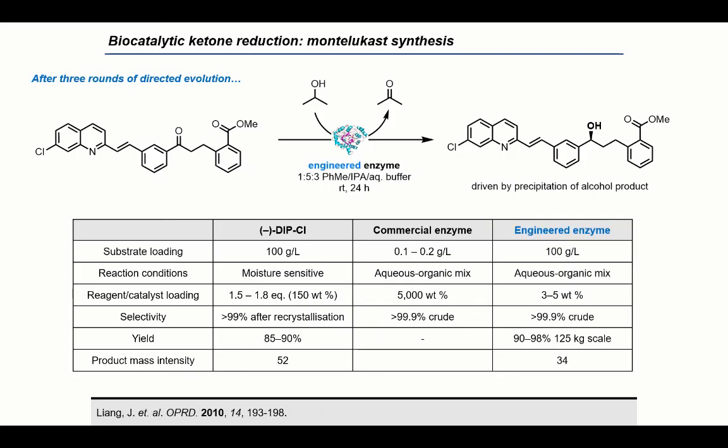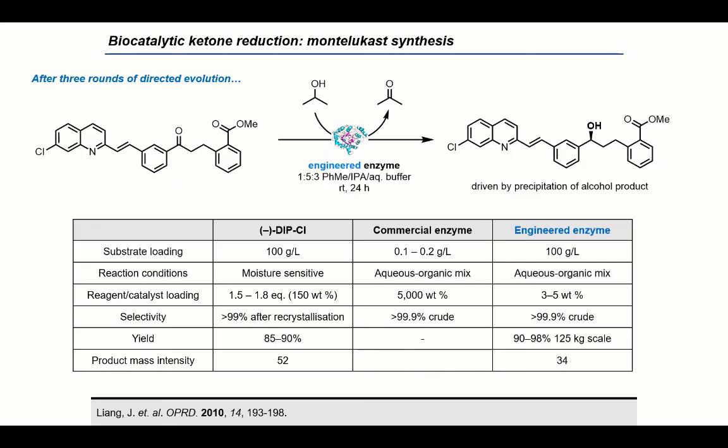So, after 3 rounds of directed evolution, a new enzyme with superior activity and stability was discovered. This enzyme could be used at up to 100 grams per liter substrate concentration in a mixture of toluene, isopropanol, and aqueous buffer solution. The catalyst required a loading of just 3 to 5 weight% to achieve an enantioselectivity of greater than 99% based on the crude material.